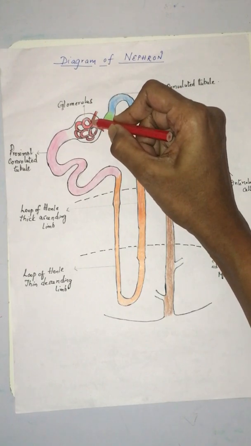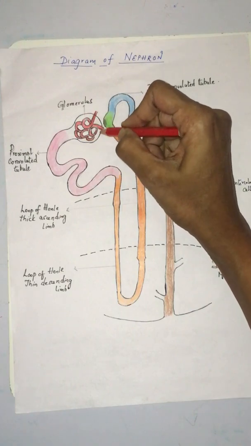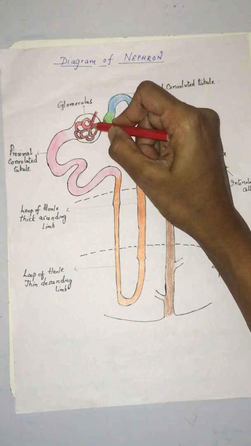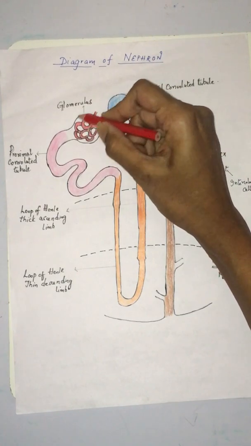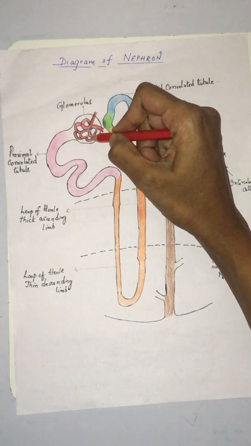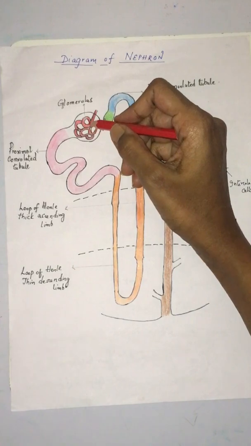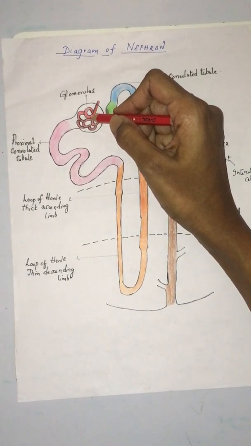a tuft of capillaries which gets invaginated into the dilated blind end of the tubule. This is called the Bowman's capsule. So how are these capillaries formed? An efferent arteriole and an afferent arteriole form this tuft of capillaries. From these capillaries we get a filtrate which passes into the Bowman space, from this into the renal tubule, from there into the renal pelvis. Finally the urine passes through the ureter into the urinary bladder.